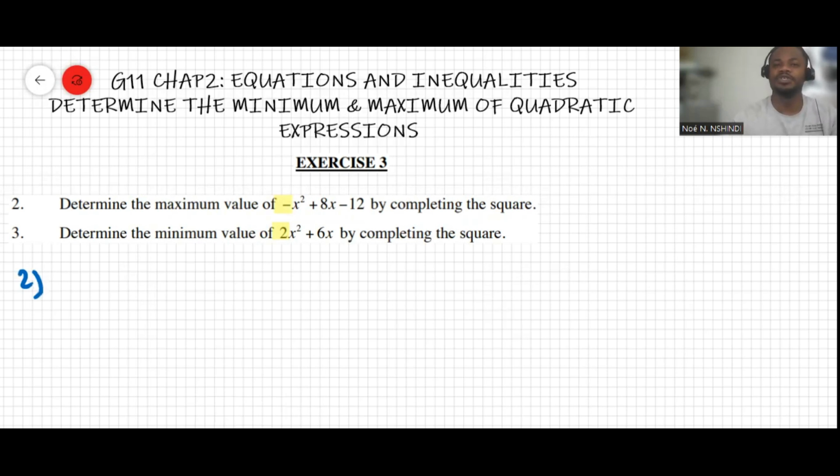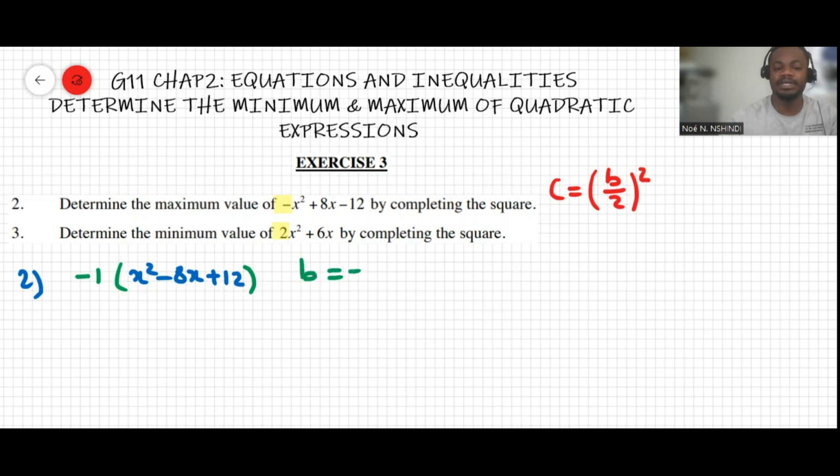Okay. I need to determine the maximum. What I'm going to do by completing the square, I will get rid of the negative sign there, the coefficient of x squared. So I'll write here minus 1 in the bracket like that. And then within the brackets, what we have now is x squared minus 8x plus 12. We do know that c will be equal to (b over 2) to the power of 2. Now I am going to look at the b value here, which is negative 8. Now this will be what? Negative 8 over 2 raised to the power of 2, which makes 4 squared, which is 16.